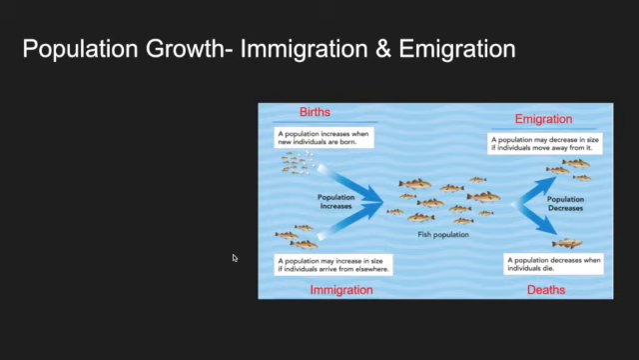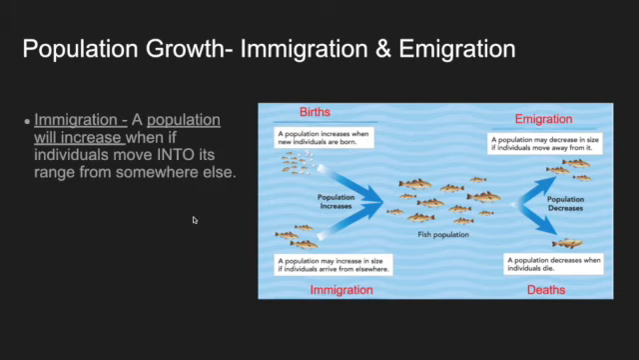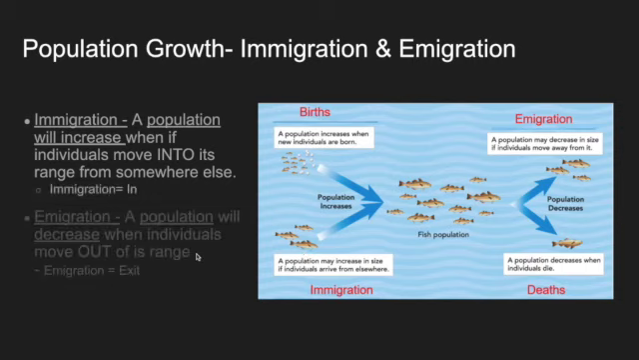Another way of describing this, if we don't go off of births and deaths, we could do off of immigration and emigration. So immigration is when a population is increasing if individuals move into its range. So individuals are moving into this population, so we're increasing in size. Think of immigration means in. Emigration is when a population will decrease because the individuals will exit. They are leaving the area.